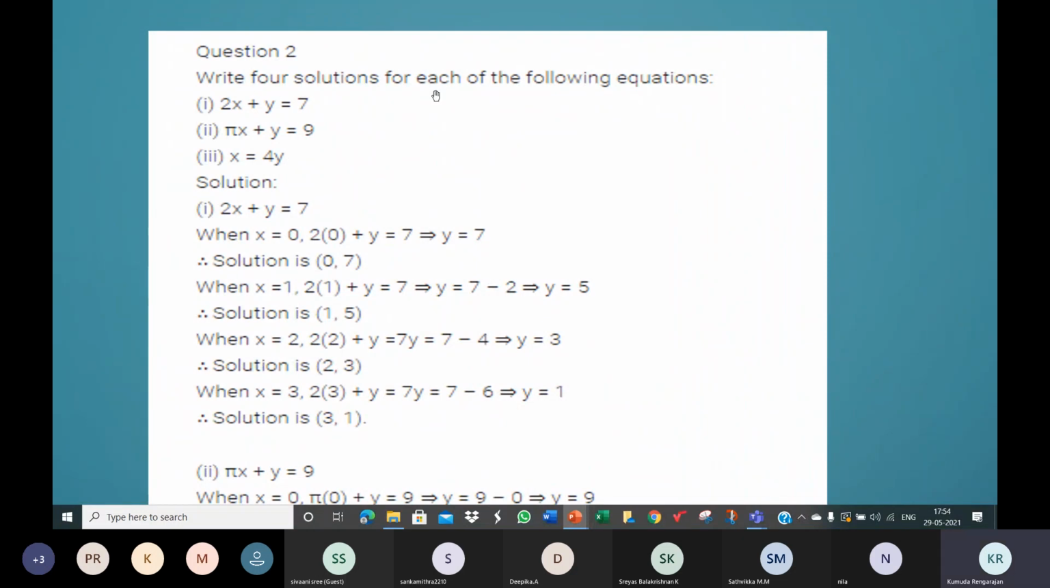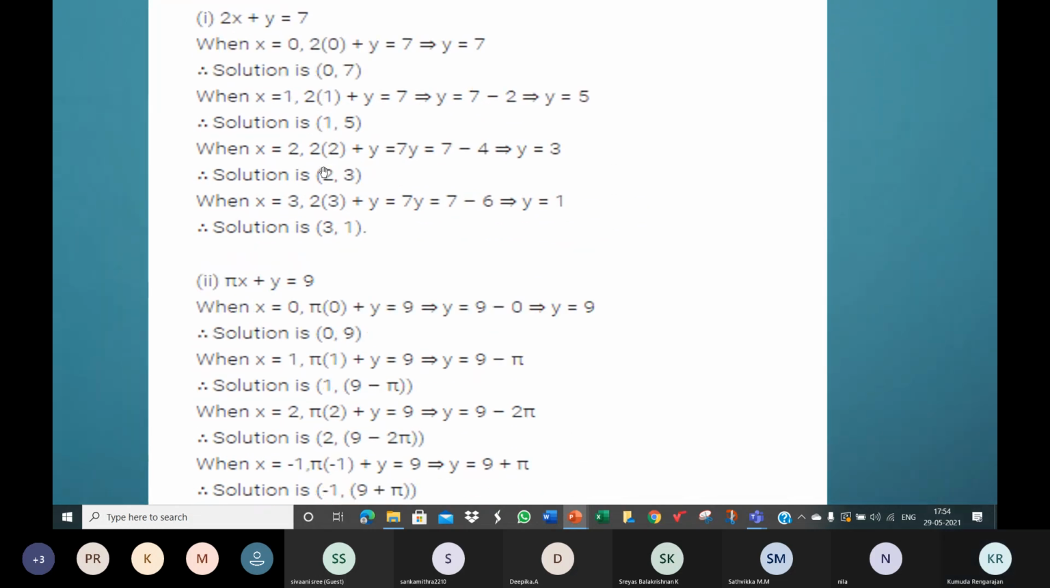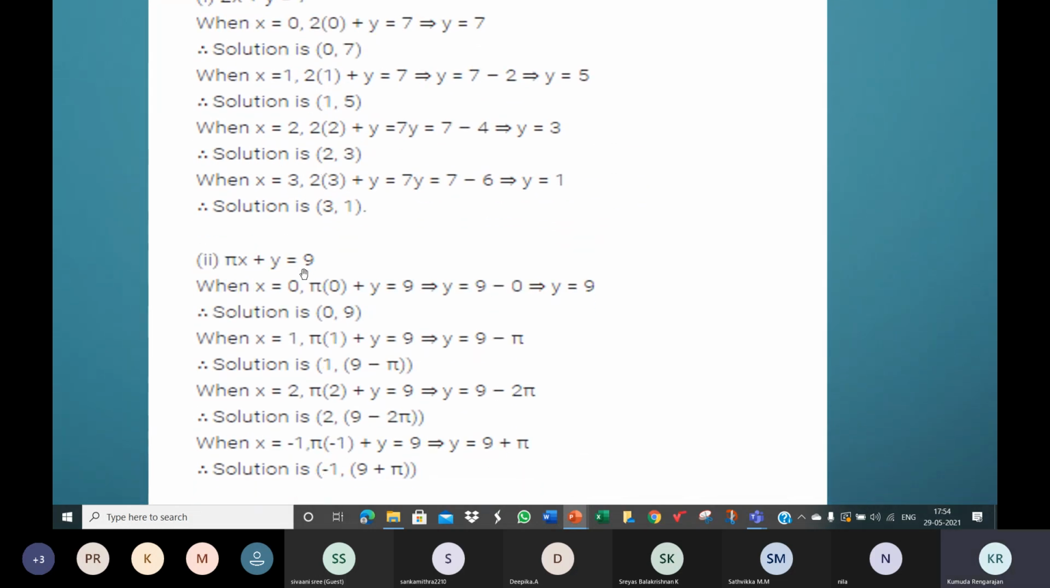Write 4 solutions for each of the following equations. We'll discuss only the second one here. So this is an equation in x and y. This is a linear equation in x and y. You need to find 4 solutions.